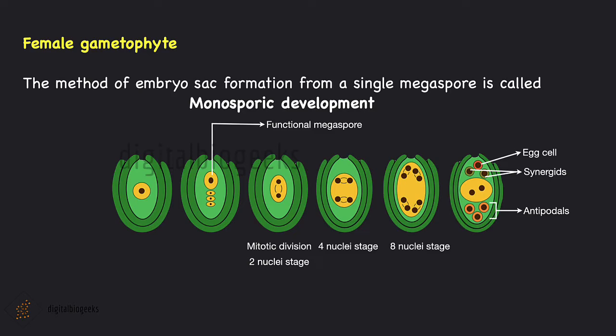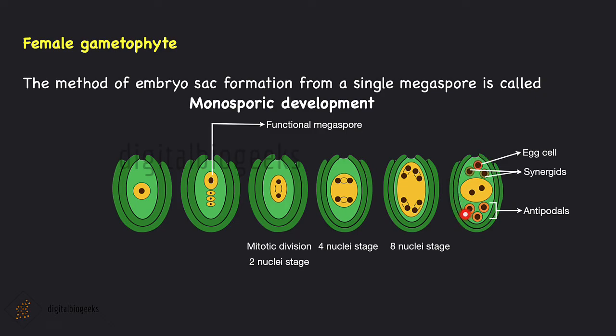The nucleus of the functional megaspore divides mitotically into 2 nuclei. These 2 nuclei move to the opposite poles and again undergo mitotic division to form 4 and then 8 nuclei. Among these 8 nuclei, 4 are in one pole and the other 4 in the opposite pole. During these mitotic divisions, nuclear divisions take place but are not followed immediately by cell wall formation. When the embryo sac develops into the 8 nuclear stage, the cell walls are formed around the nuclei.